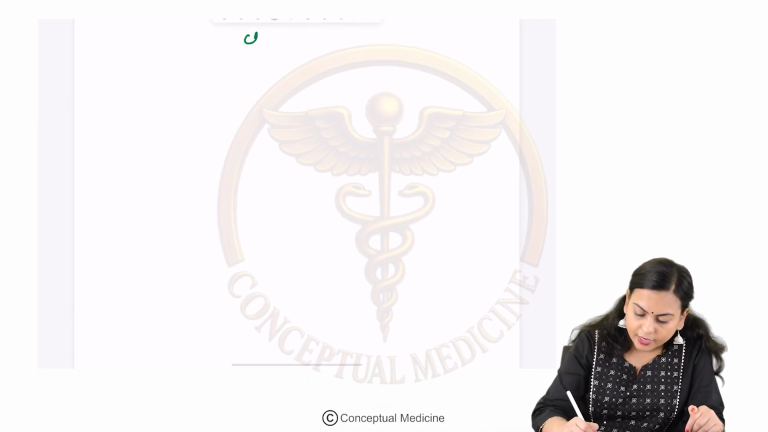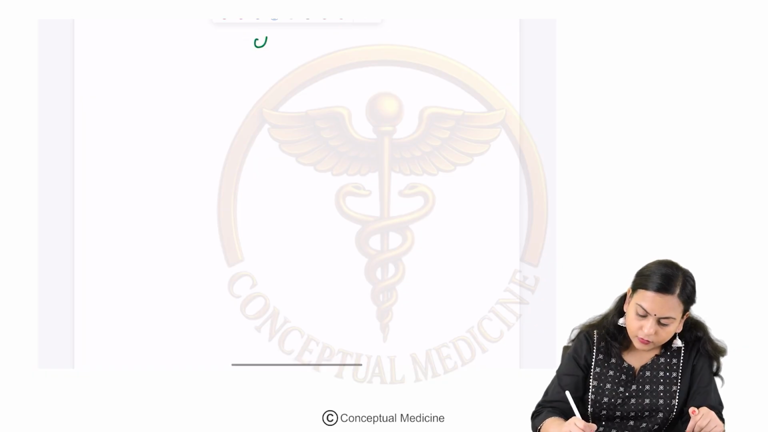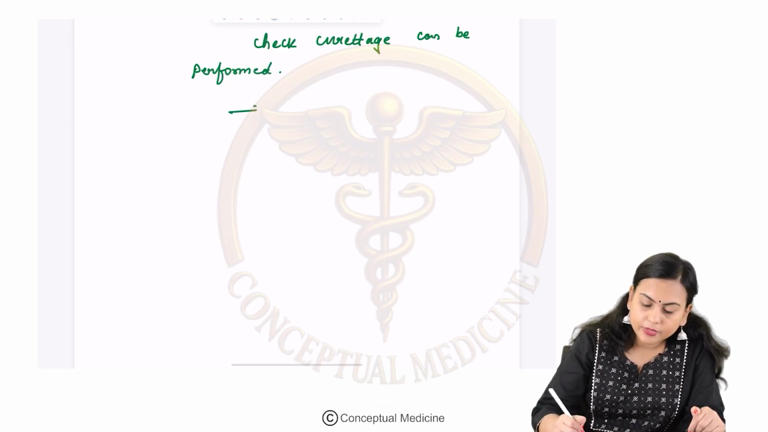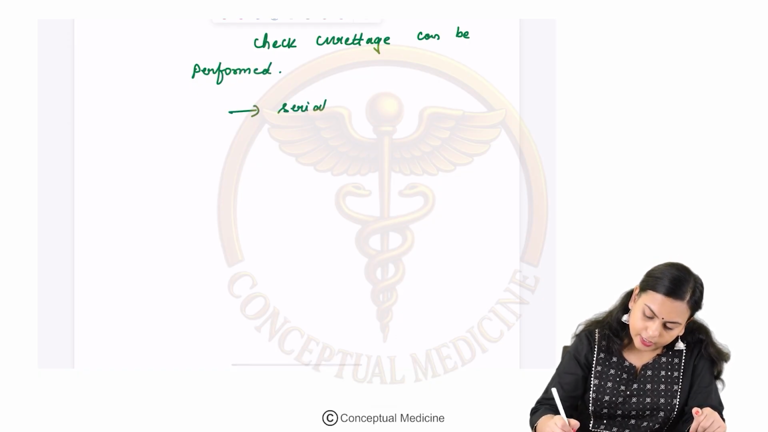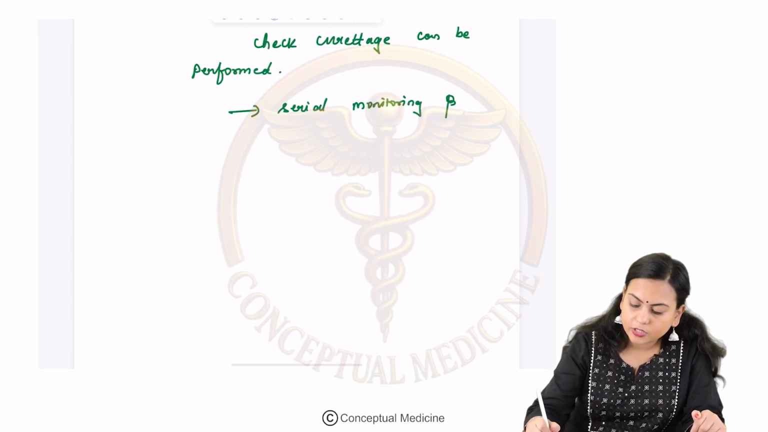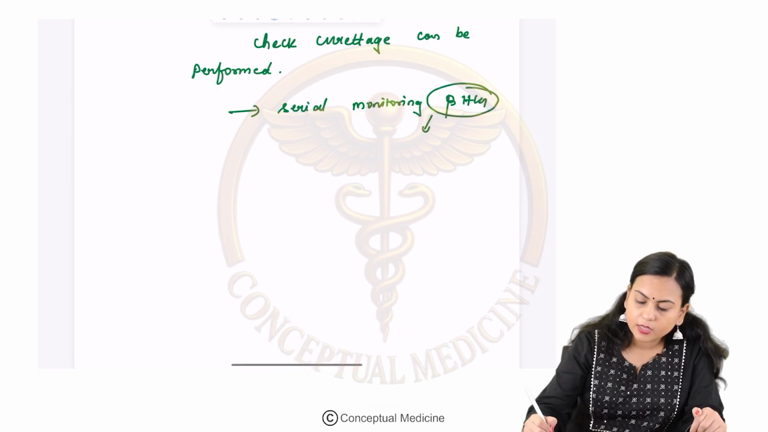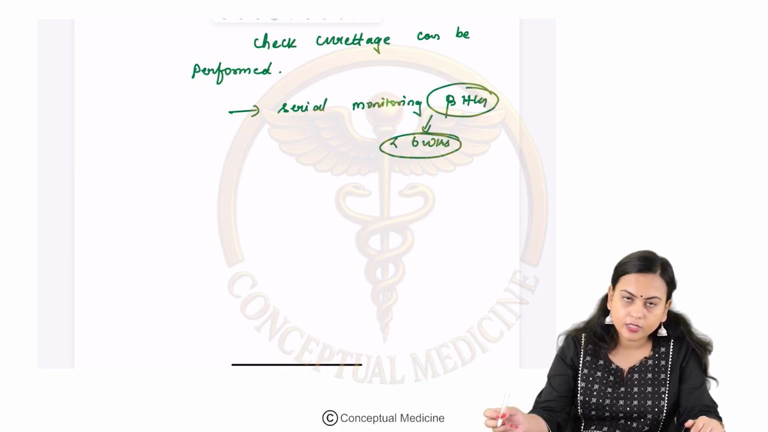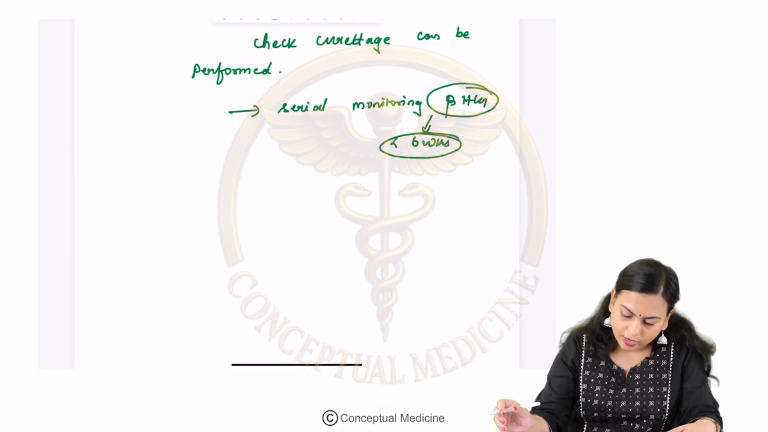And after this, a check curettage can also be performed using the curette. Okay, and sometimes there can be a need of serial monitoring by beta HCG, because if the pregnancy is less than 6 weeks, complete expulsion wouldn't have occurred.